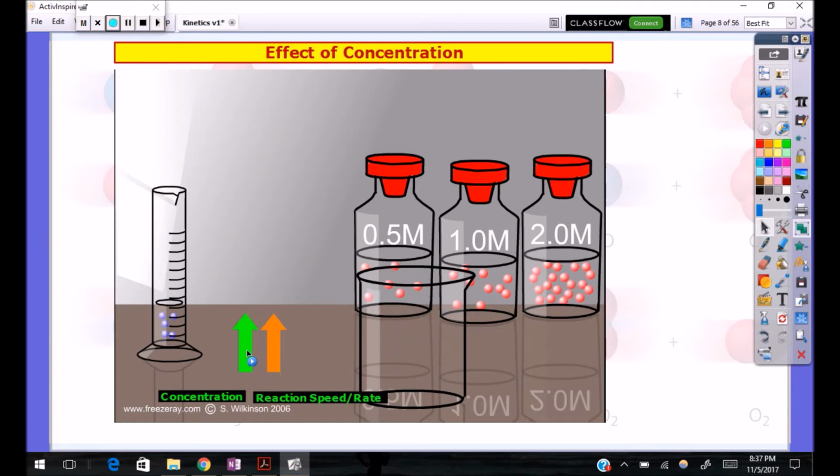So we can say that as the concentration goes up, the reaction speed or the rate also goes up. They are proportional to each other. And this makes sense in terms of kinetic molecular theory or even just collision theory. The more particles we have in a confined space, the more likely they are to come in contact with each other, right?